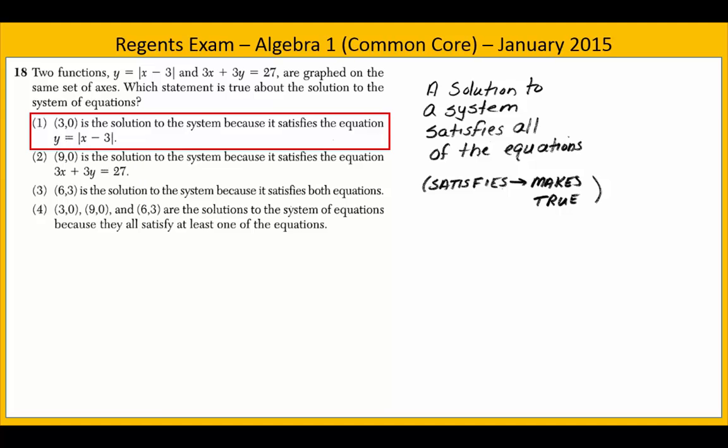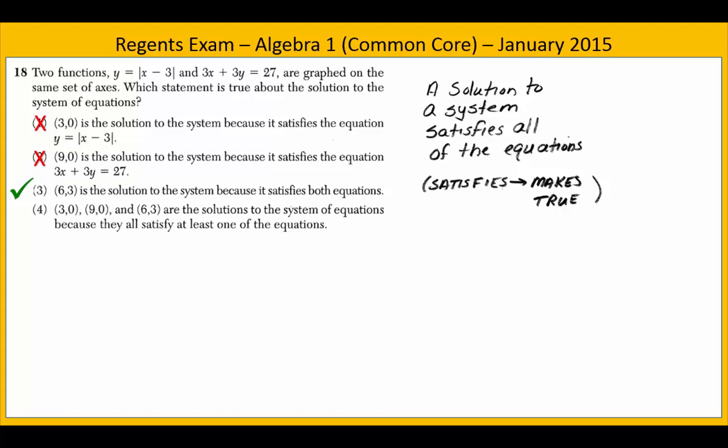The first choice says that (3, 0) is a solution to the system because it satisfies one of the equations. But to be a solution to a system, it has to satisfy all of the equations, and so choice 1 is not the correct answer. Choice 2 says the point (9, 0) is the solution to the system because it satisfies one of the equations. That's great, but to be the solution to the system, it has to satisfy both, so choice 2 is out.